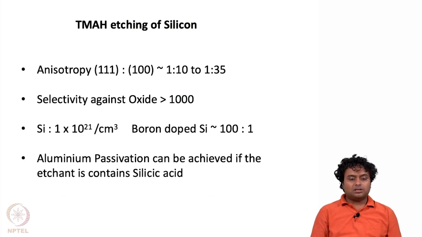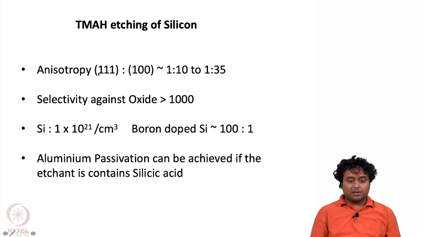Now these are the important points related to TMAH etching. First of all is anisotropy, and here you can see that the 111 plane to 100 plane can have a selectivity of 1:10 to 1:35. That means by the time 1 nanometer of the 111 plane is etched, the 100 plane will be etched by 10 nanometer to 35 nanometer, and whether it will be 10 nanometer or 35 nanometer depends on the TMAH concentration, temperature, etc.